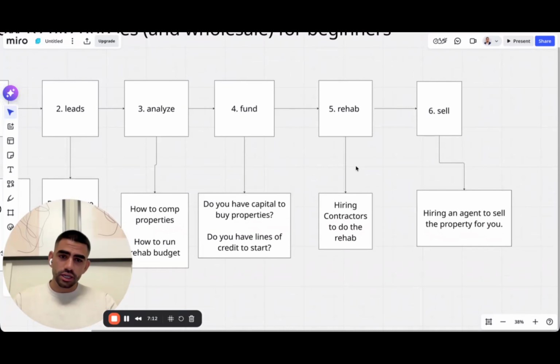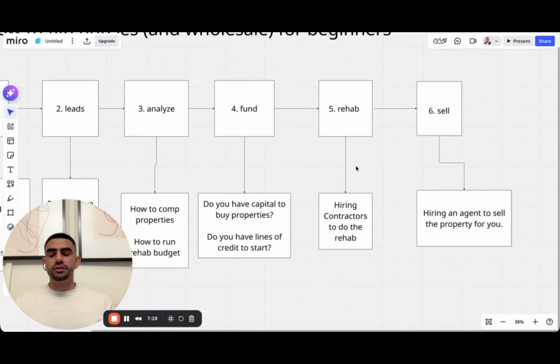The next thing you want to get into is rehab. This is probably the scariest part, hiring contractors to do the rehab, especially for beginners, because they've heard horror stories. Contractors running away with money, charging them way too much, slowly increasing the bid as the project goes on.